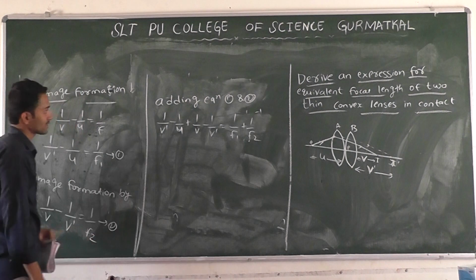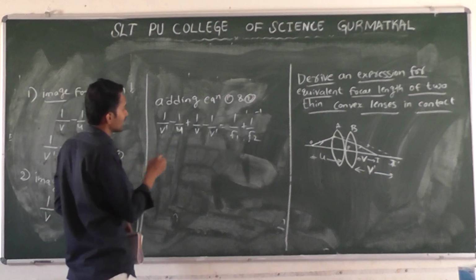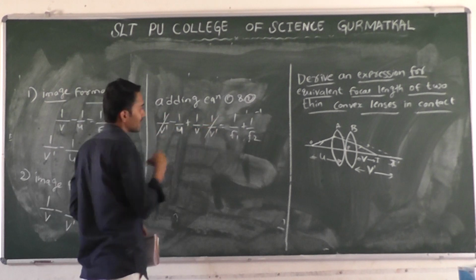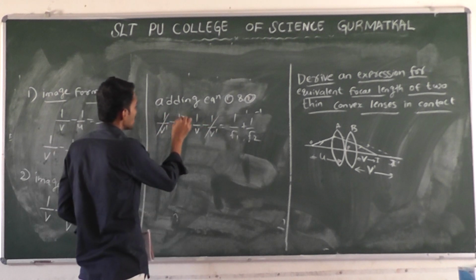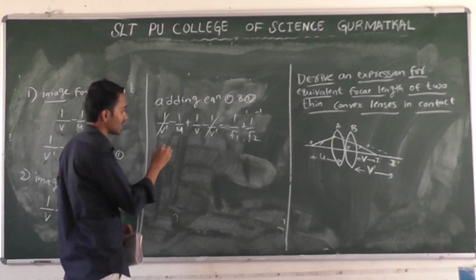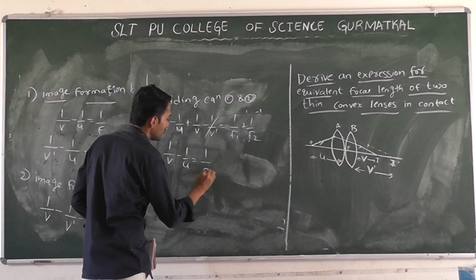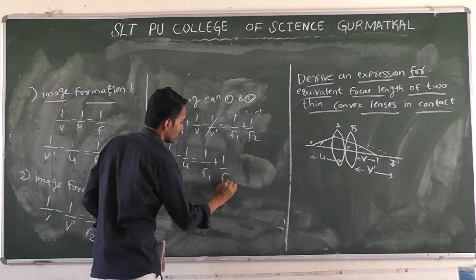Yes, the relation is right. So which terms cancel here? Minus 1 by v dash plus 1 by v dash. These two terms get cancelled. So what is remaining? Minus 1 by u plus 1 by v. We can write 1 by v minus 1 by u is equal to 1 by f1 plus 1 by f2.